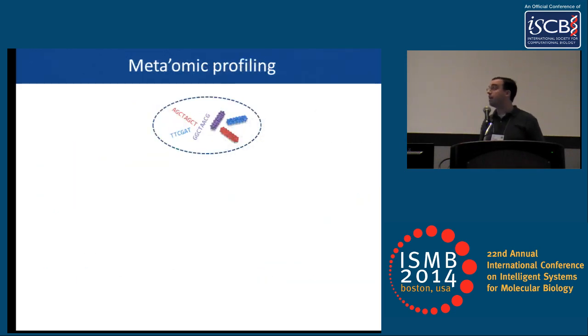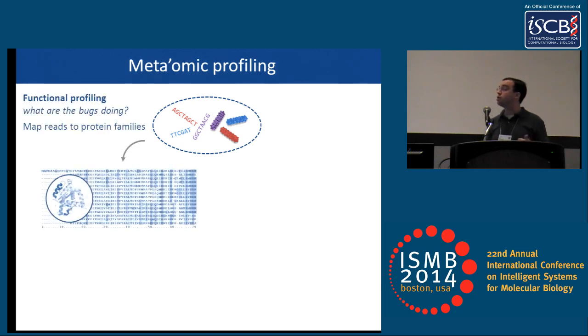In terms of the bioinformatics, since we have these reads, what do we do with them? Well, we're interested in function, for one. And so the way that we do our functional profiling is by doing a translated search of these reads against protein families, in this case against KEGG ortho groups.